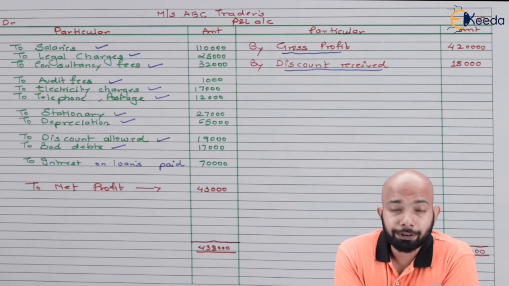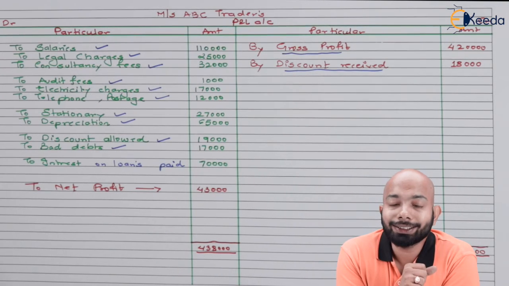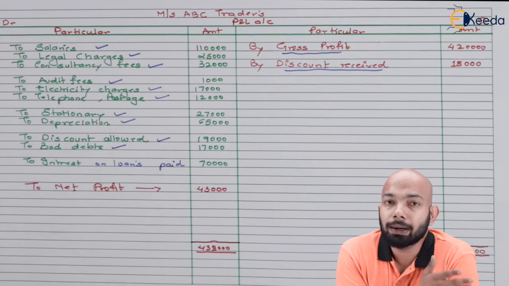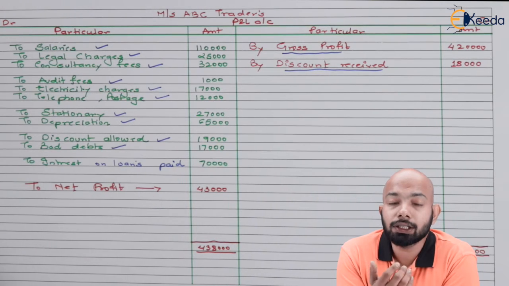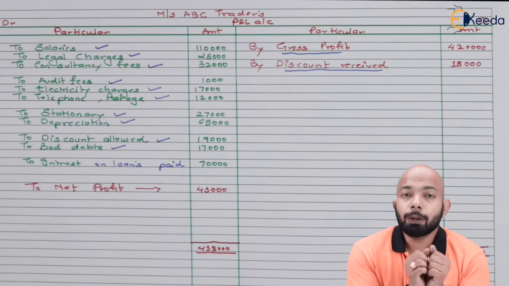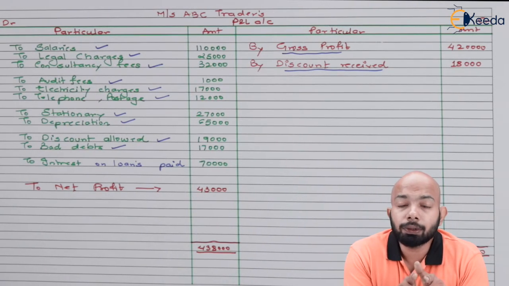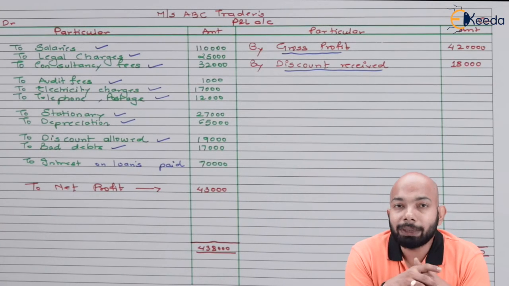So the net profit that we have figured out here is 43,000, because the credit side has a total of 4,38,000, which is more as compared to the debit side, and the difference, which is net profit, has been mentioned as 43,000. Now we have prepared this profit and loss account. It's time for us to prepare the journal proper of all these entries that we have made here.